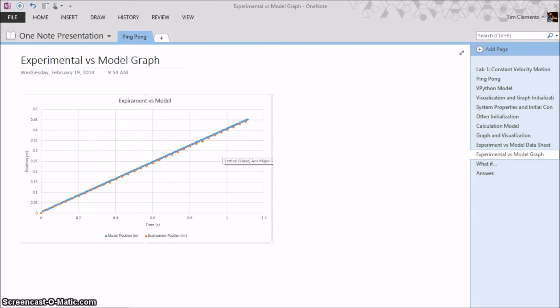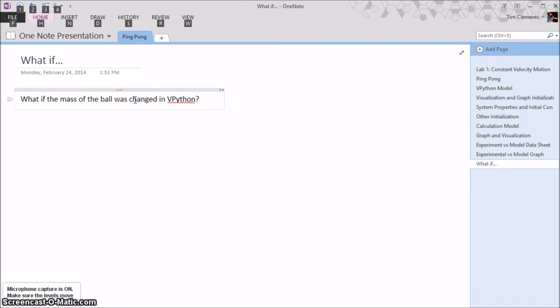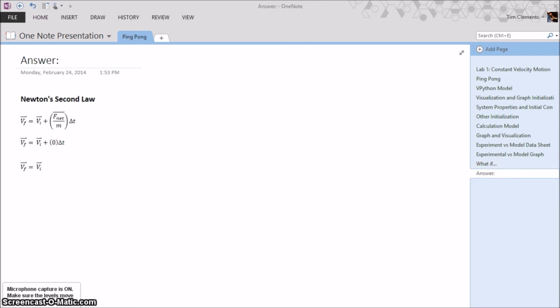What do I mean when I say that those forces act upon the ball? Those forces slow down the ball, decreasing the velocity. What if the mass of the ball was changed in Python? Because the net force is equal to 0, it would lead to no change in the outcome. The final velocity would still equal the initial velocity.